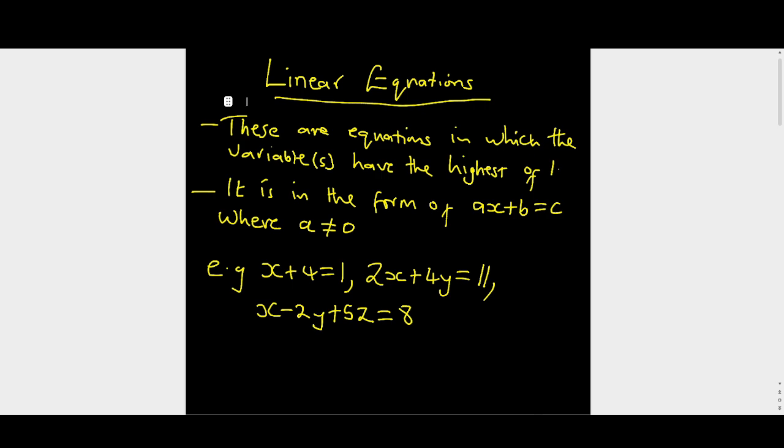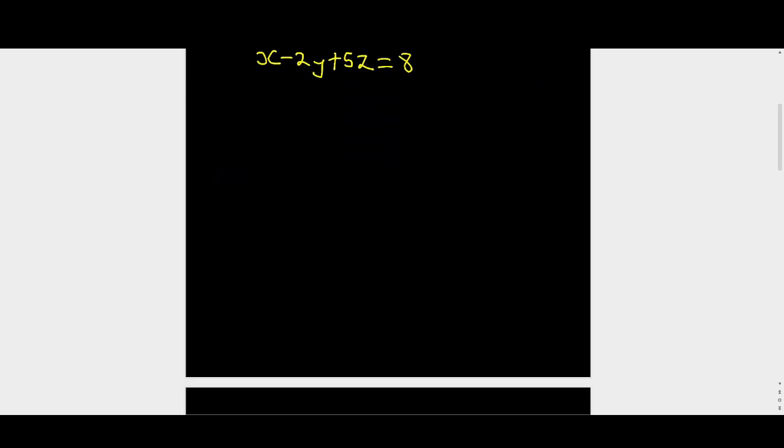So as long as the unknowns in that equation have the power of 1, then it qualifies to be a linear equation. So now let's look at how we can solve linear equations.